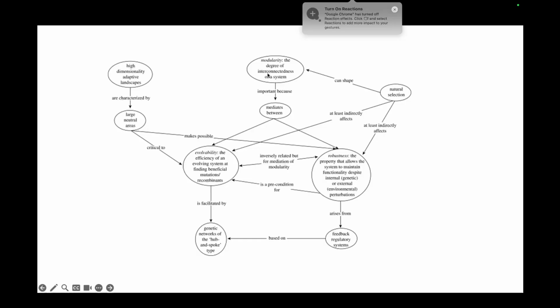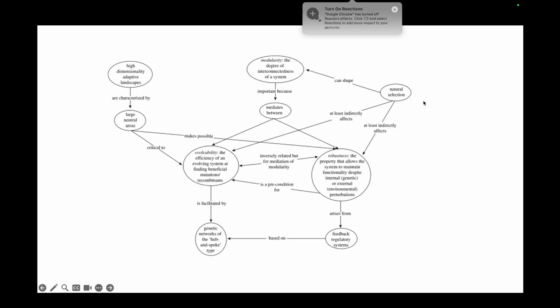Right, now we start from here. Modularity, which is the degree of interconnectedness of a system. That is also important because it mediates between evolvability and robustness. So what is robustness again? The property that allows a system to maintain functionality despite internal or external perturbations. The internal perturbations will be genetic mutations, and the external perturbations will be environmental factors. And these will be arising from feedback regulatory systems, which is again based on the hub and spoke type genetic networks.